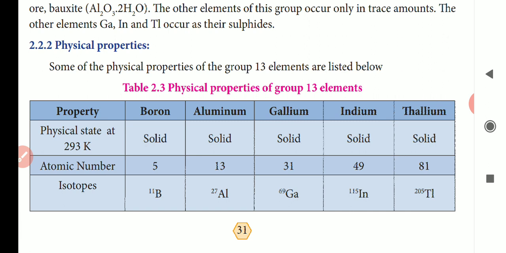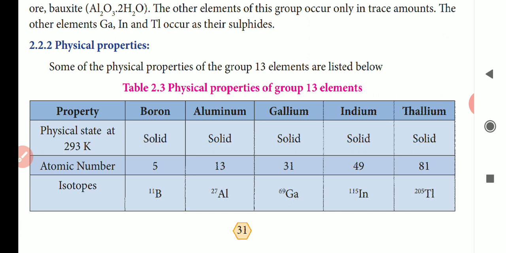We know that boron has atomic number 5, aluminum atomic number 13, a difference of 8. After 13, if we add 18, we get 31. After that, adding 18, we get 49. After that, adding 32, 49 plus 32, we get 81. So that is the atomic number for thallium. 8, 18, 18, then 32. This is the difference between boron, aluminum, gallium, indium and then thallium.